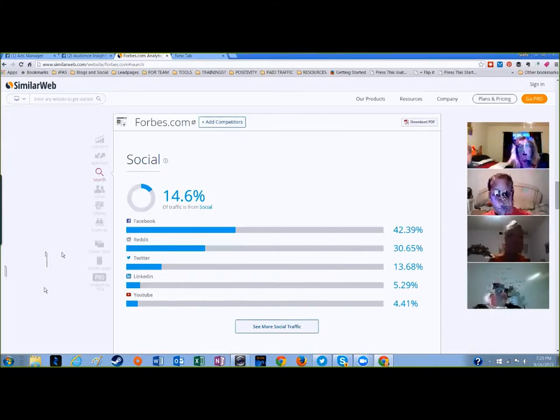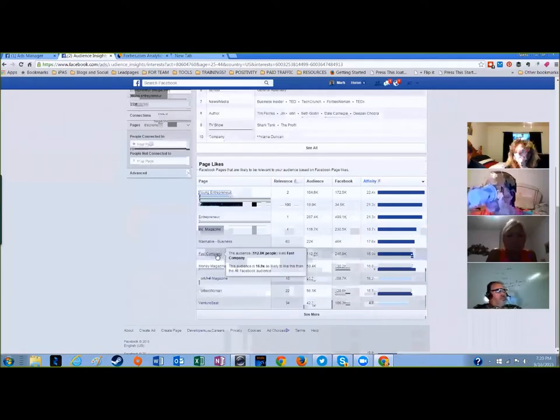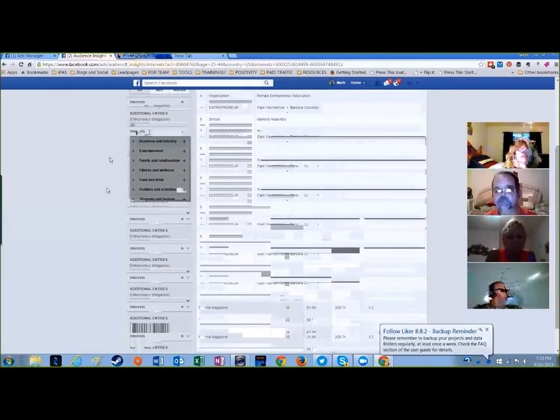I just thought I would share that with you. When Toby was able to do it, he really got down into the nitty gritty by going down. Let's see about Fast Company. Oh, no. Money Magazine. Let's plug in Money Magazine.